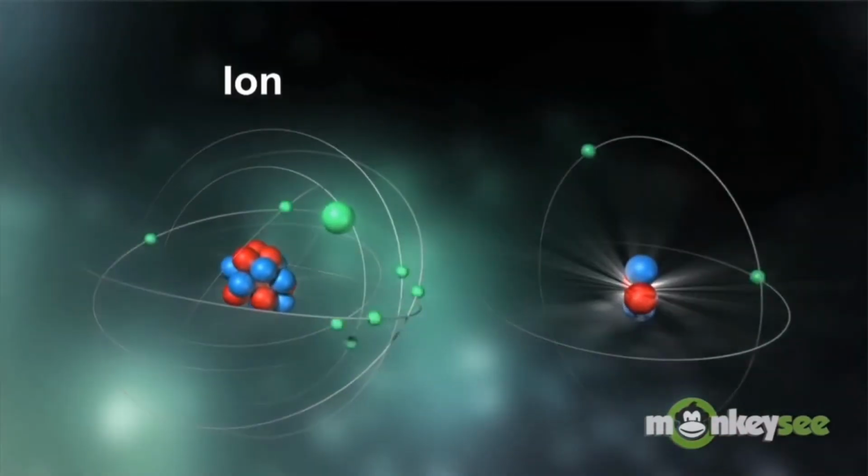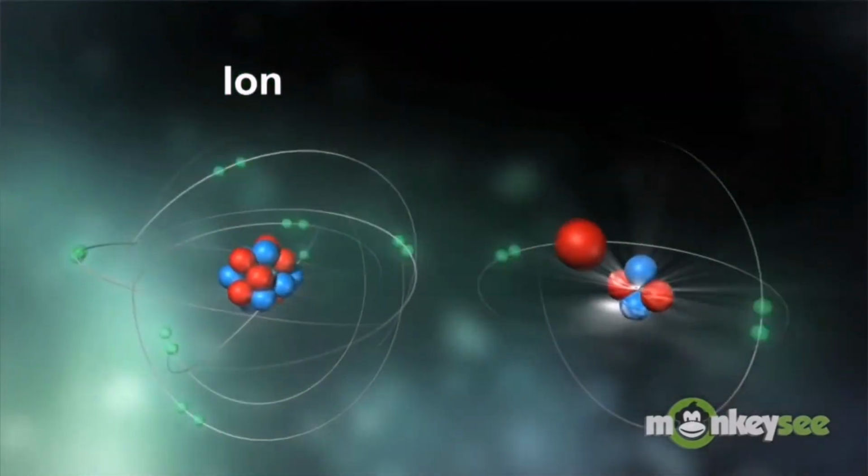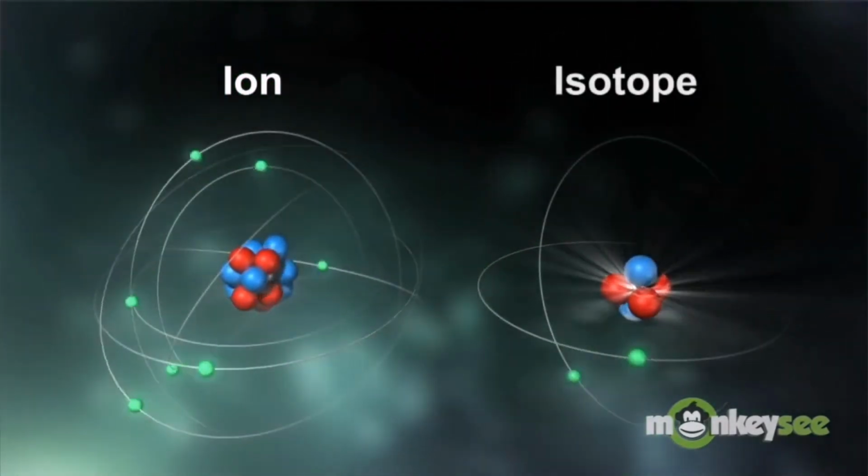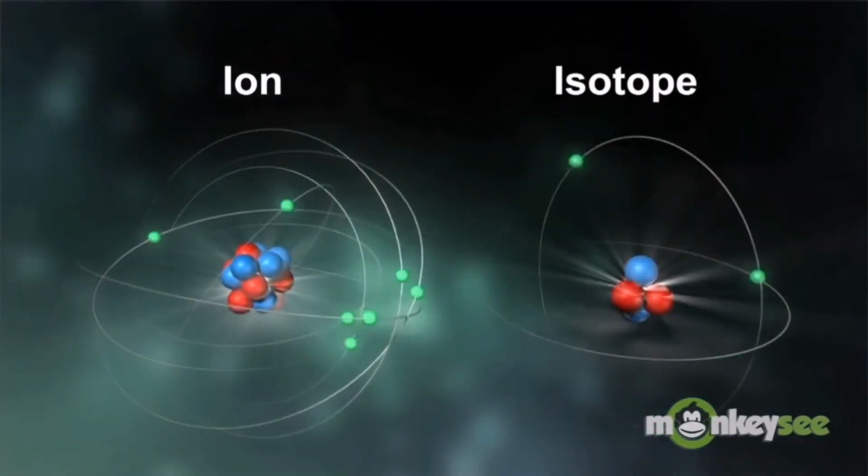Are called ions. Atoms of the same element can also have extra neutrons. Scientists call atoms with extra neutrons isotopes.